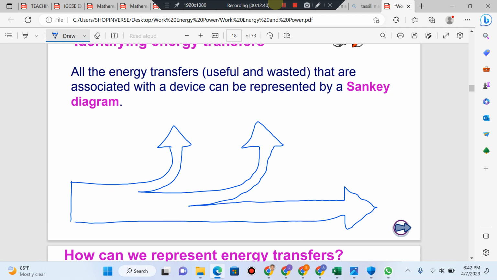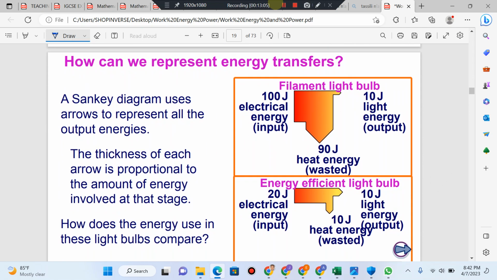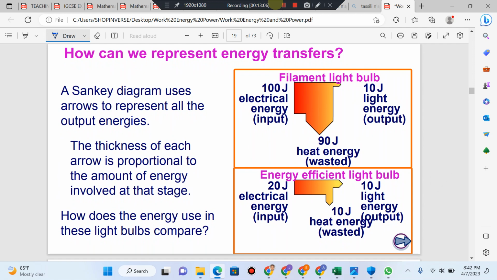So the output is the kinetic energy of your car. Okay, the input is the chemical potential energy contained in the fuel. The wasted energy is sound energy. Also, the wasted energy is heat energy. This is what the Sankey diagram, or energy diagram of a car looks like.